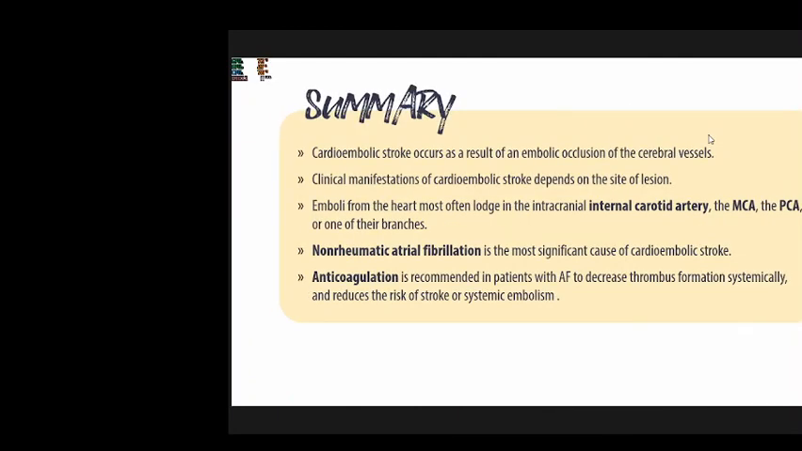So for my summary, cardioembolic stroke occurs as a result of an embolic occlusion of the cerebral vessels, and the clinical manifestations depend on the site of the lesion. Emboli from the heart most often lodge in the internal carotid artery, MCA, PCA, or one of their branches. Non-rheumatic atrial fibrillation is the most significant cause of cardioembolic stroke, and anticoagulation is recommended in patients with AF to decrease thrombus formation systemically and reduce the risk of stroke or systemic embolism. So that ends my presentation. Thank you.